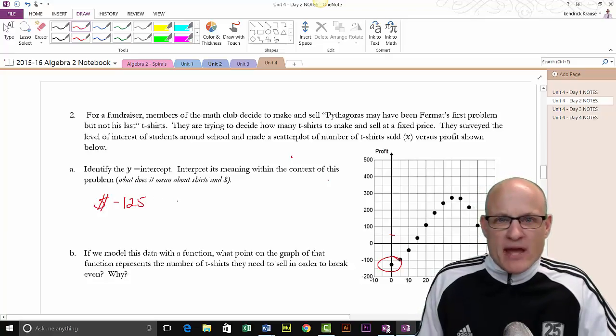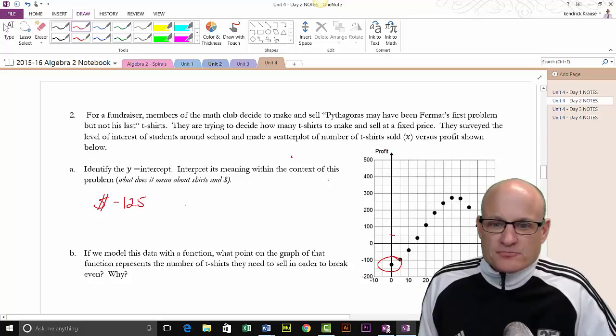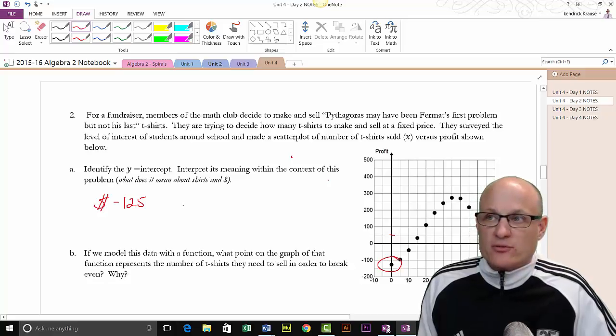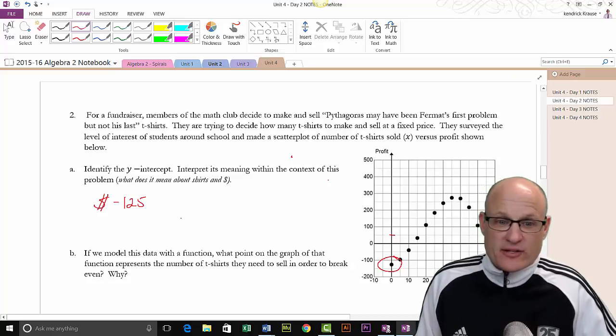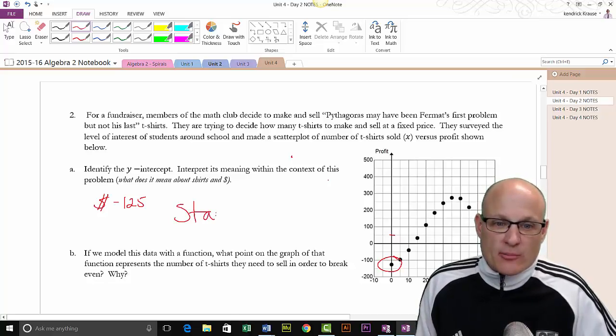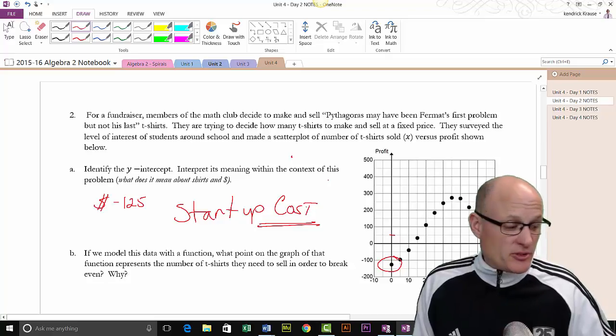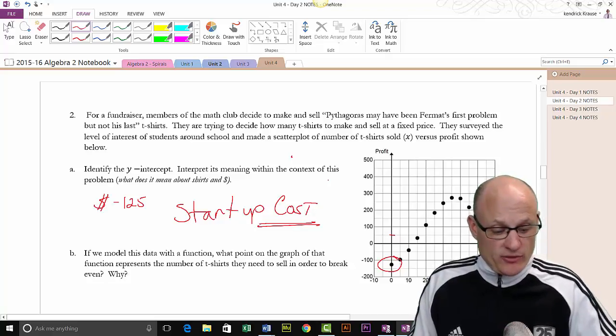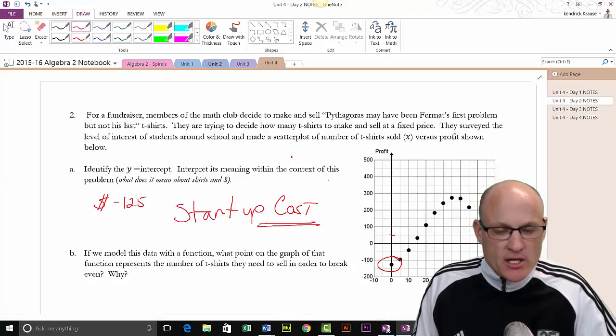Well, if you're going to make t-shirts and you're going to get started on it, you have startup costs. You have to pay for the design. You have to pay for the person getting them. You have to pay for the t-shirts. You got to pay for everything. So this will be just your startup cost. And every business has a startup cost. You're trying to minimize your startup cost, but you want to be able to get rolling and start selling quick. So that would be your startup cost.